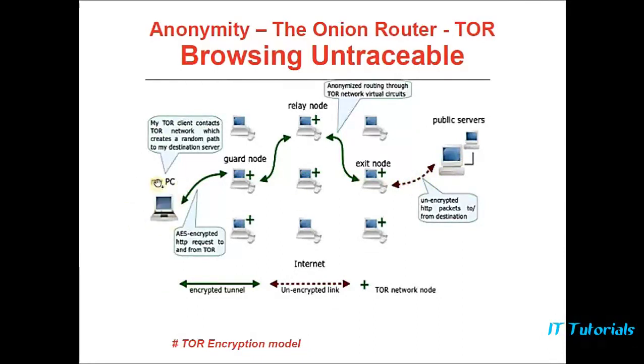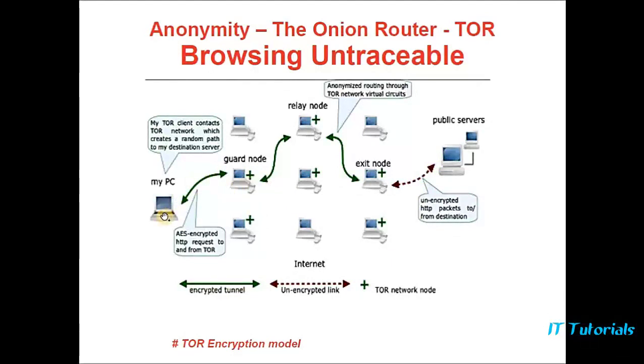Suppose this is your computer and you are trying to use Google search. Your connection will go through these Tor relay nodes and the guard nodes, then exit this way and connect with Google. This is the Google server in this case. Your connection will be encrypted. As you can see, the green lines are the encrypted connections and the red one is not encrypted. So the red one is insecure and the green one is secure.